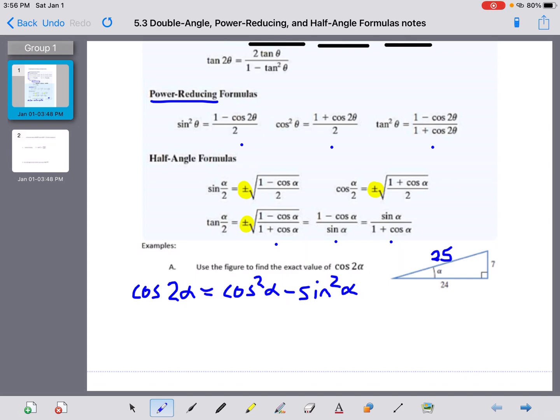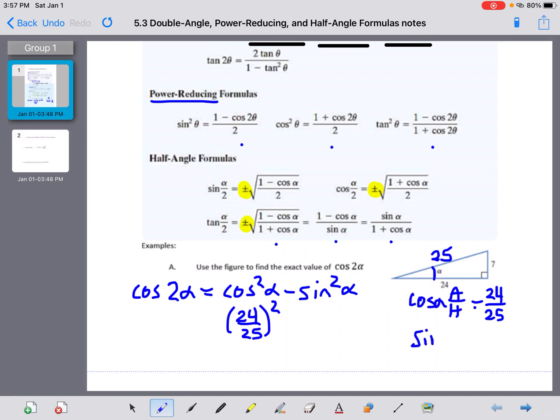Alpha is this angle I'm looking at. So the first one wants me to find the cosine of this angle. If you remember, cosine is adjacent over hypotenuse. So the cosine of alpha is going to be the adjacent, which is 24, over the hypotenuse, which is 25. So in for alpha here, I'm going to plug in 24 over 25. The cosine, and I need to square it.